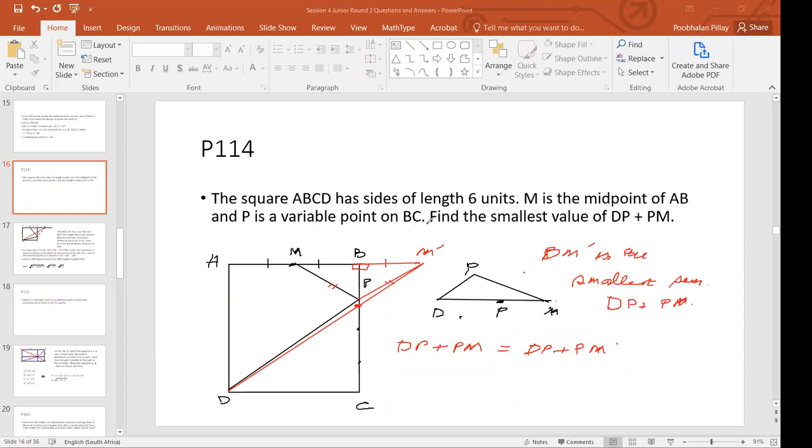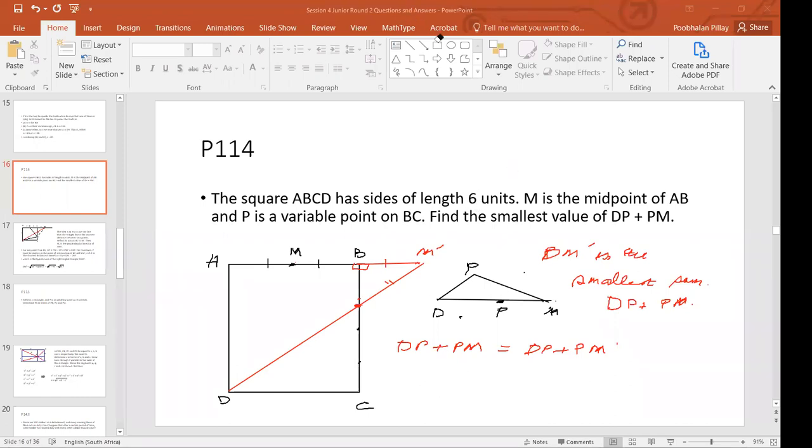Right, so now once we got that, then I'm going to delete everything else and ask myself, so what is dm prime? What is that equal to? If you take everything I've drawn out, and just retain dm prime, that will give you the smallest possible distance. So can you calculate dm prime? Well, this is the square of side 6 units.